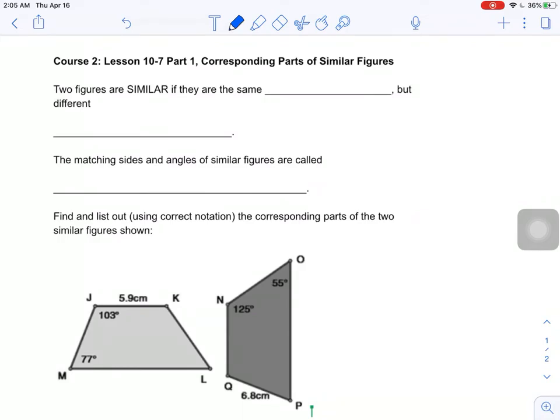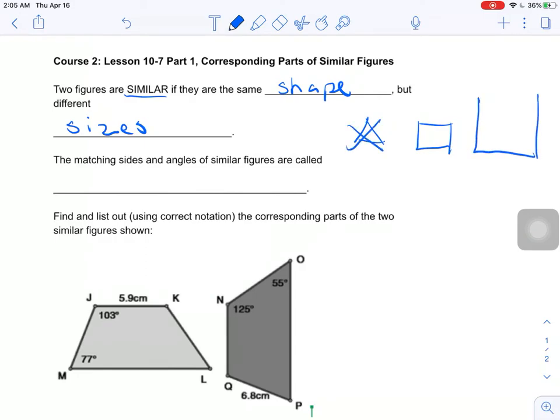We need to take a minute and talk about what similar figures are. Two figures or two shapes are similar if they're the same shape but different sizes. So you could never have a triangle similar to a square because they're not the same shape. But you could have a square and then a bigger square, so it's the same shape but a different size. Those would be similar figures. So that's how similar figures work.